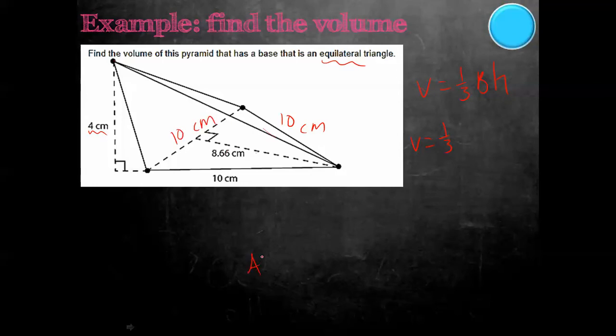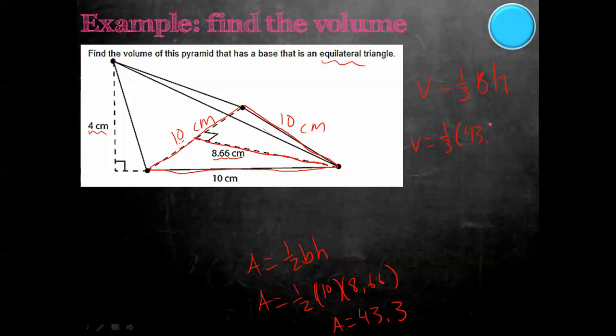Since it's a triangle, our area is 1/2 base times height. Remember, we're just talking about the triangle right now, not the pyramid. Our base is going to be the line that's perpendicular to the height. So that's going to be 10, because here's my height. And the height of the triangle is 8.66. So we're going to take 8.66 times 10, and then divide that by 2, which is going to give us 43.3.